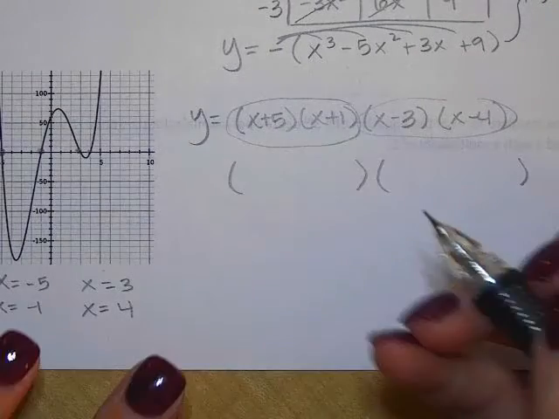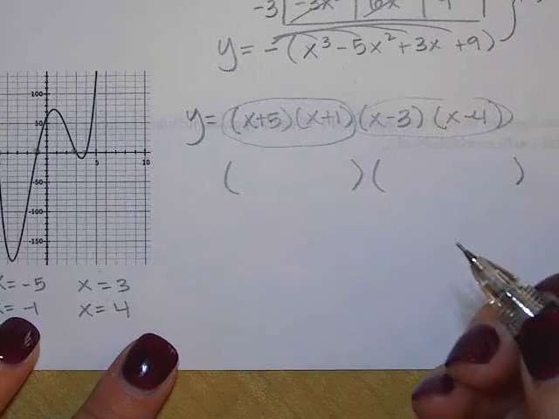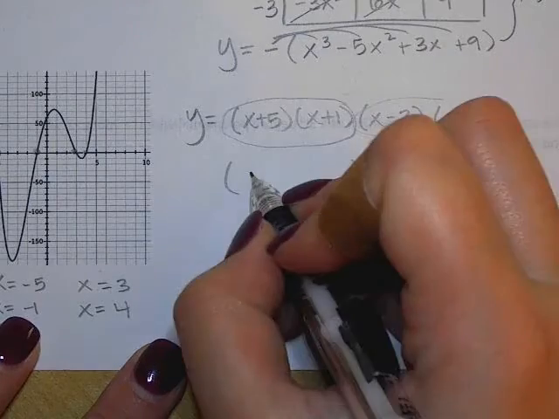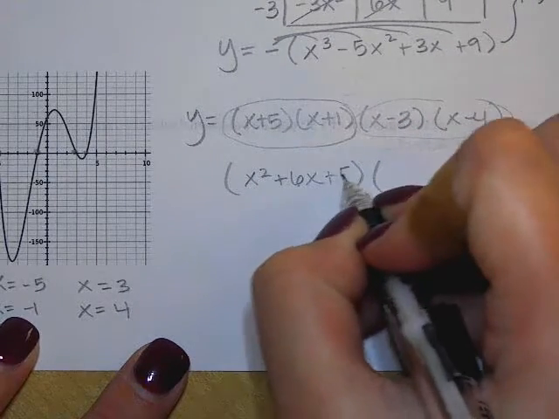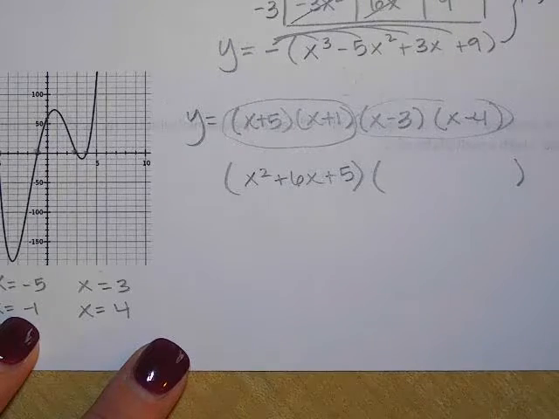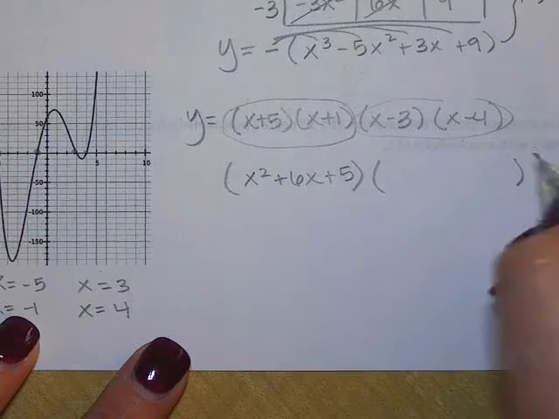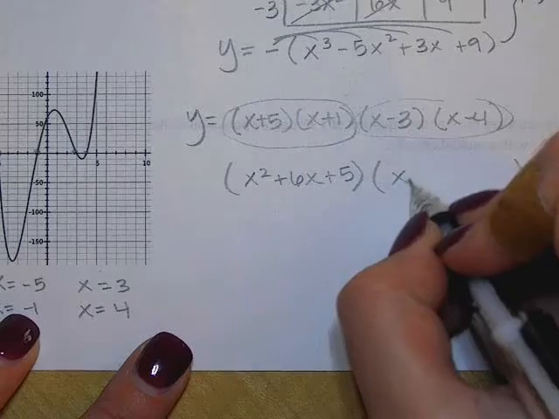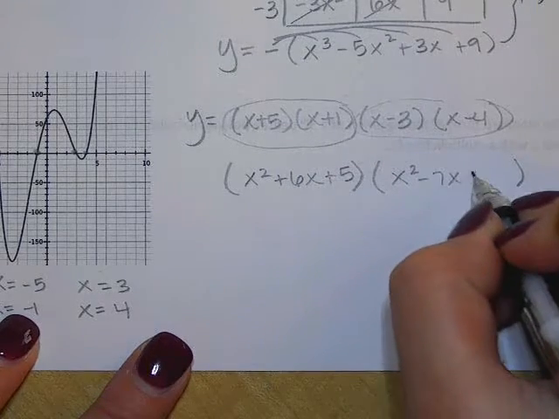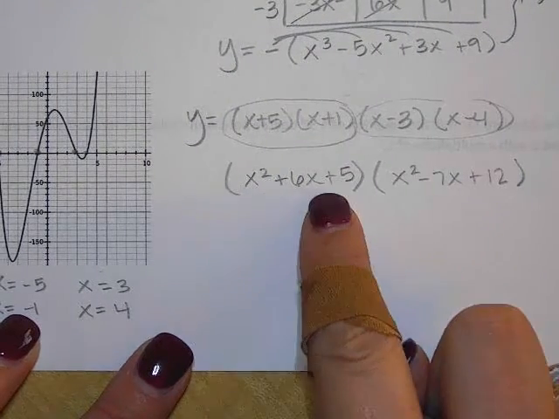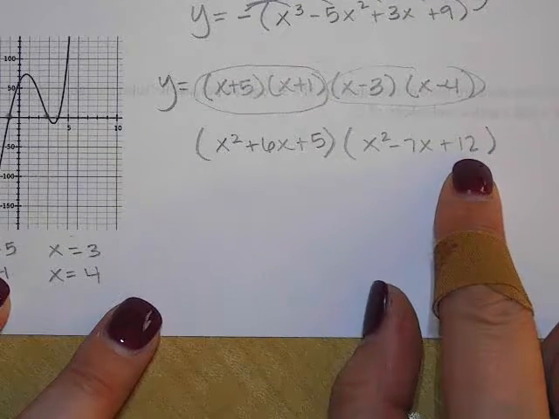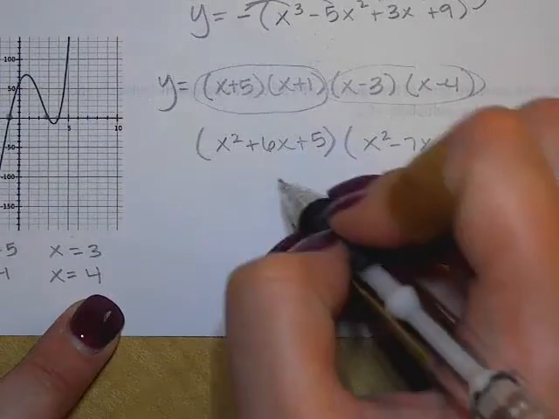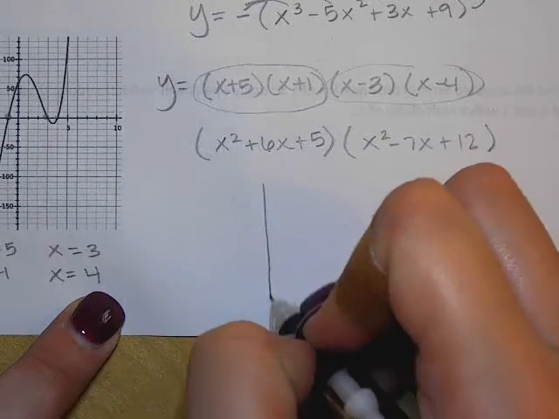So when you FOILed the first two, what did you guys get? x squared plus 6x plus 5. Is that what we got? Yes? Okay, and then when you FOILed the second two, what'd you get? Okay. So we have 3 terms times 3 terms. So we're going to use a box this time. And how big does our box need to be? 3 by 3.